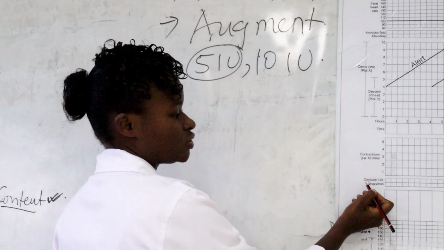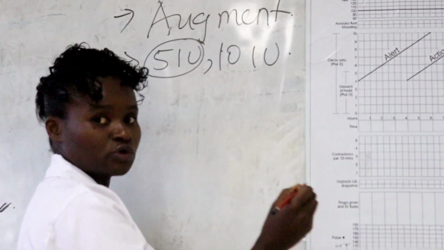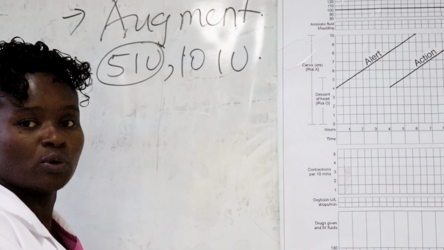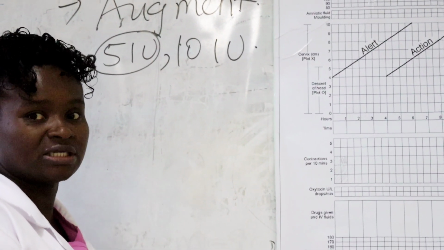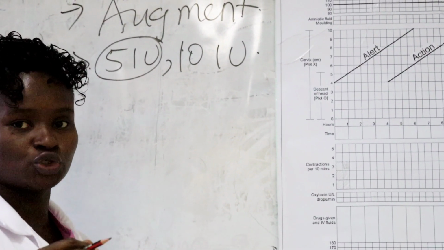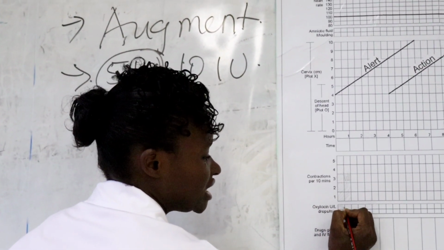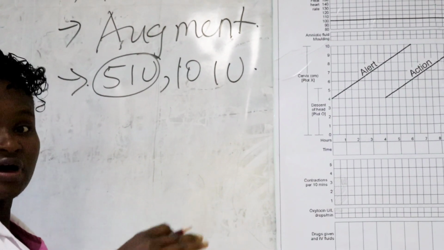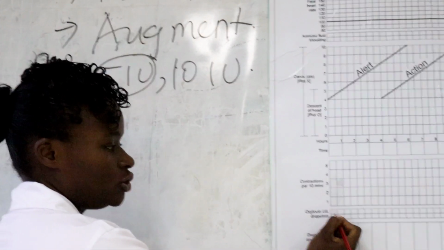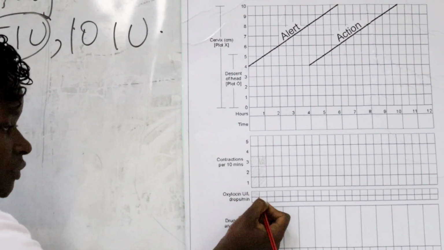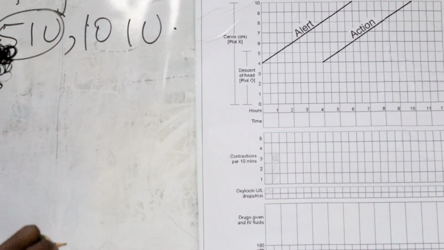Then you will come to this section written oxytocin. What is the concentration of the oxytocin inside that box, depending on what time you've started administering the oxytocin infusion? Remember, it's an infusion. It's administered in normal saline. So you come and indicate 5 international units in this box, the section written oxytocin UL. 5 international units, that is the concentration.